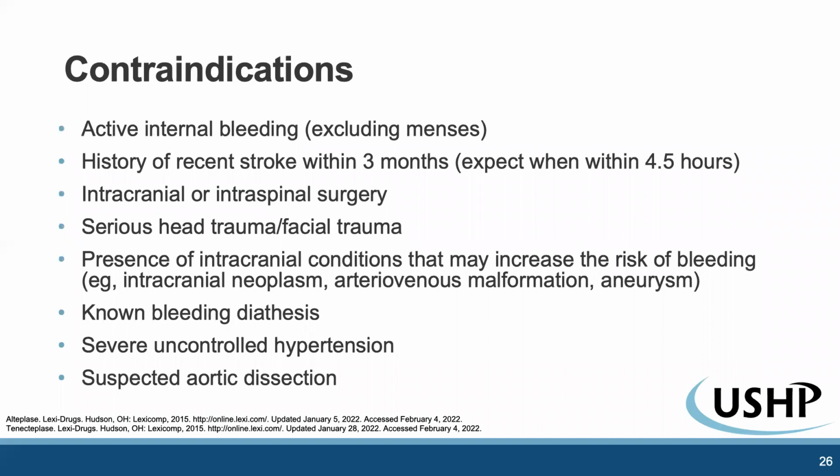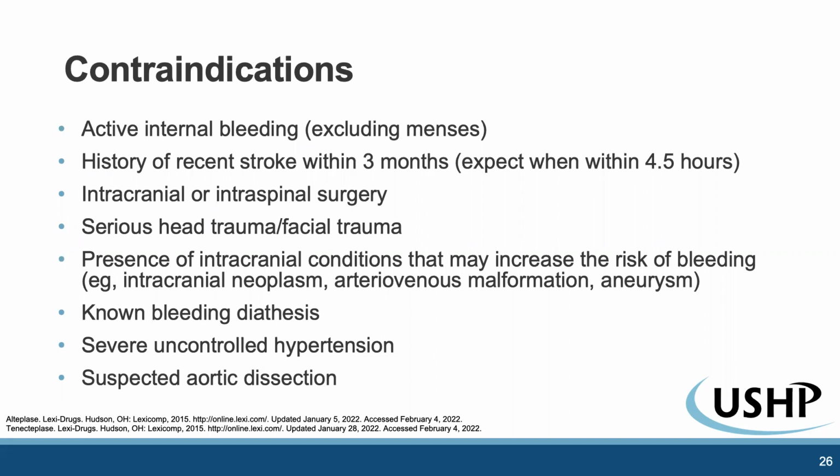And so when assessing the contraindications to giving thrombolytics, or rather fibrinolysis, there are a few that guidelines and also the package insert highlight as being important contraindications. First, active internal bleeding. Of note, this excludes menses. And then history of recent stroke within 3 months, except when within 4.5 hours.